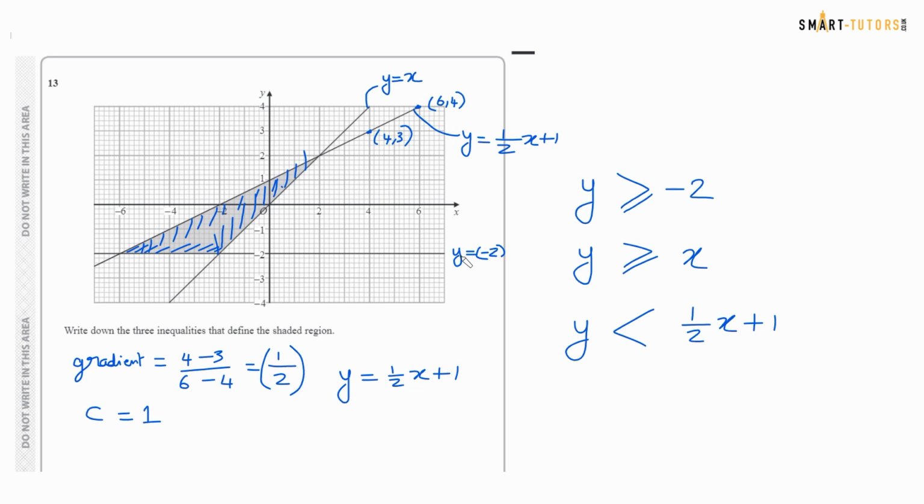The last, third line, it's below. So for the third line, the shading is below the line. So below means less than, y has to be less than or equal to, because it's a dark line. So these are the 3 inequalities they are asking for. That is the final answer for question number 13.